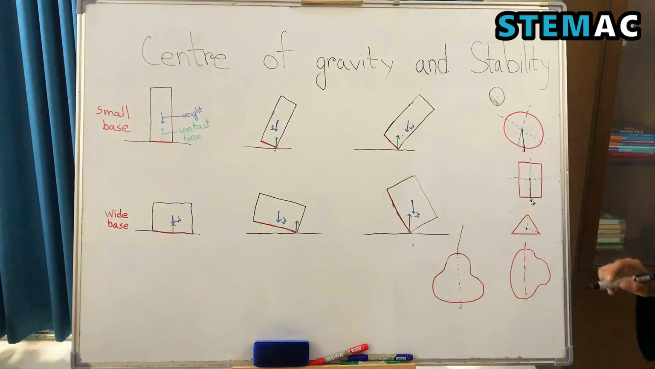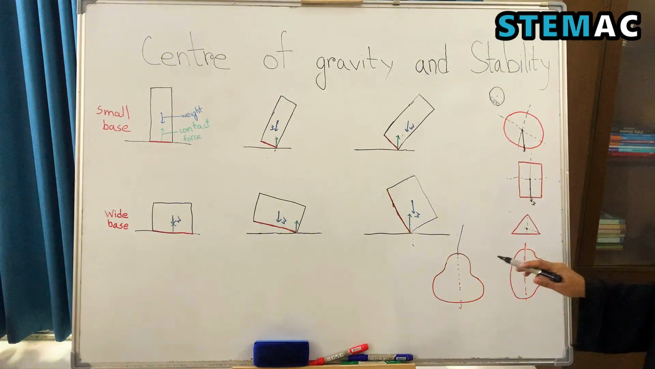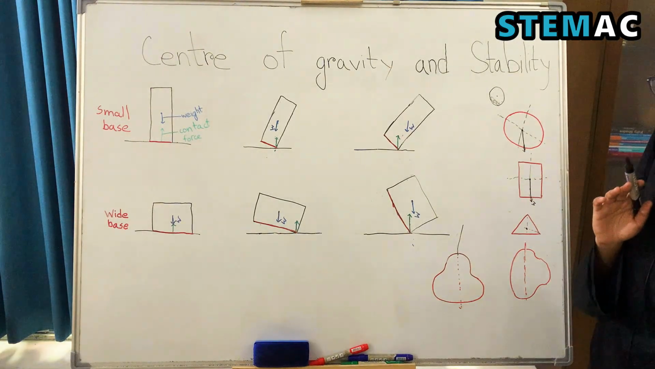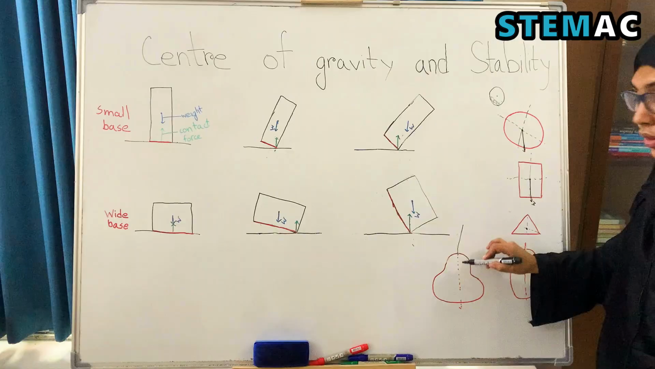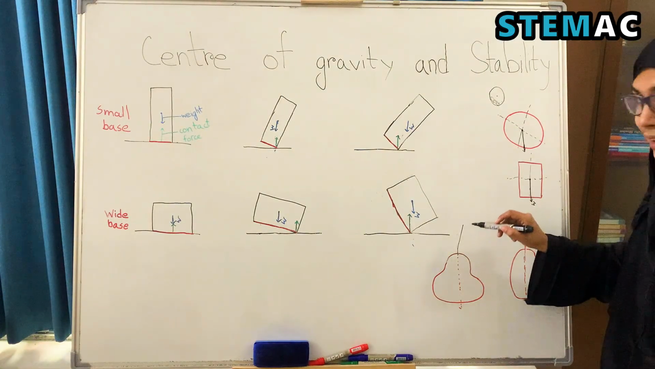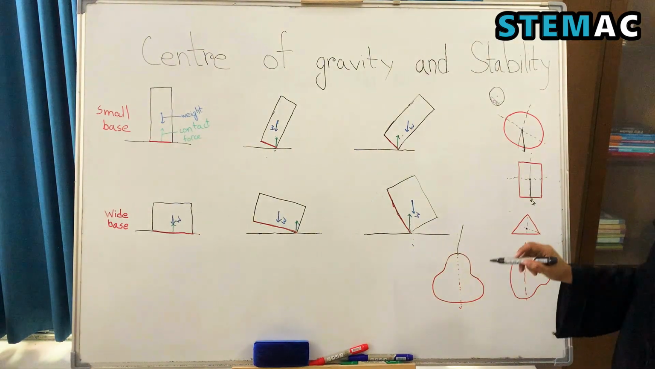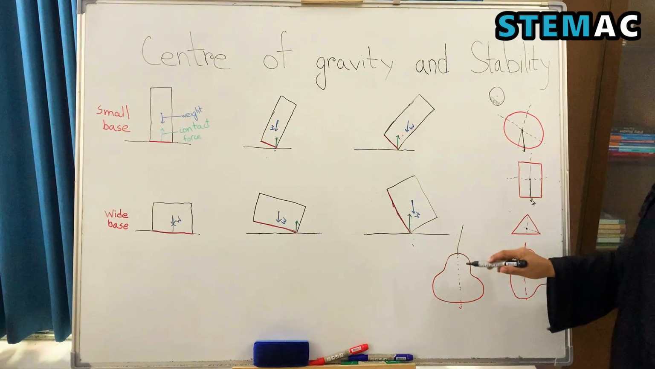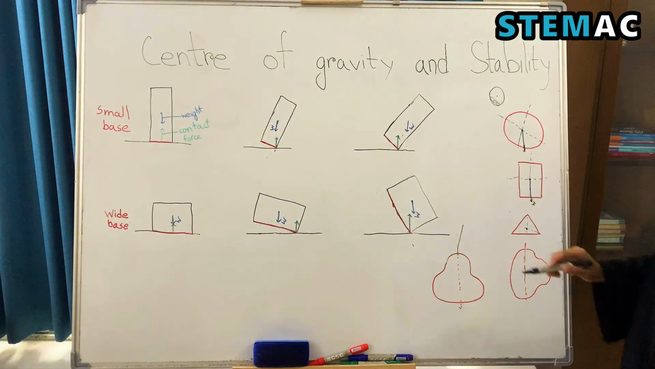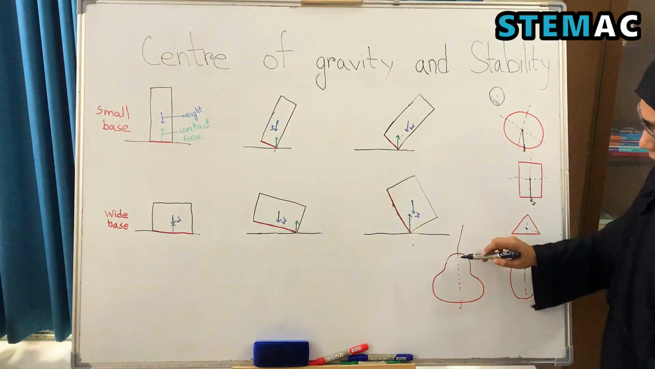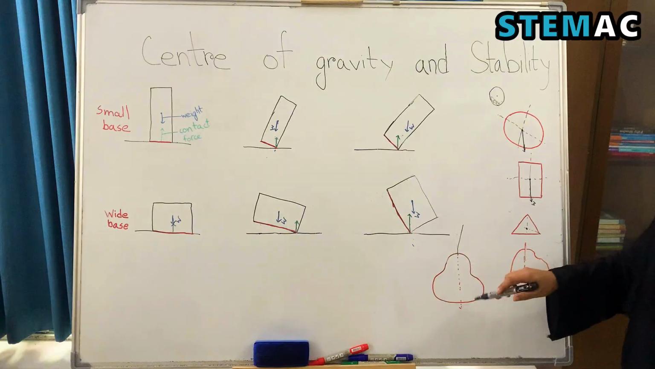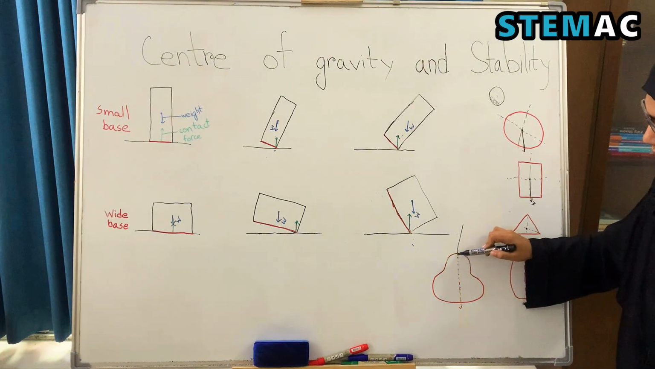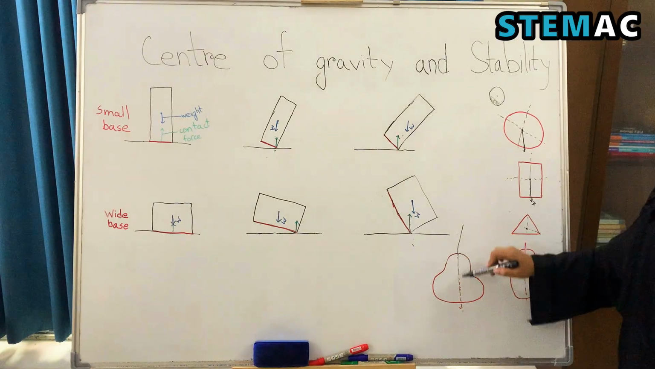After suspending the object at this point using a string, due to the turning effect, the object will start to move, but at some point it will balance when the weight force acts along the center of gravity. That is when the object will balance. So let's say the object will balance in this position. So we can say that the center of gravity is somewhere along this line.